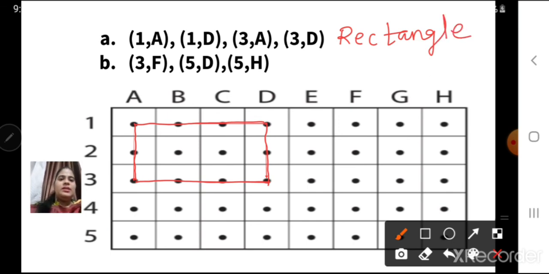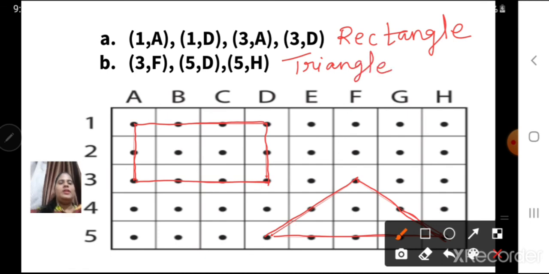Next is 3F. So where is 3 and F? So they are meeting here. Then 3F to 5D. 5D is here. So we will take our arrow here, okay. Then till 5H. 5H is at the extreme end here, okay. And then we are going to join them. After joining, children, you can see that it looks like a triangle, right? So it is a triangle in shape, B1, okay.